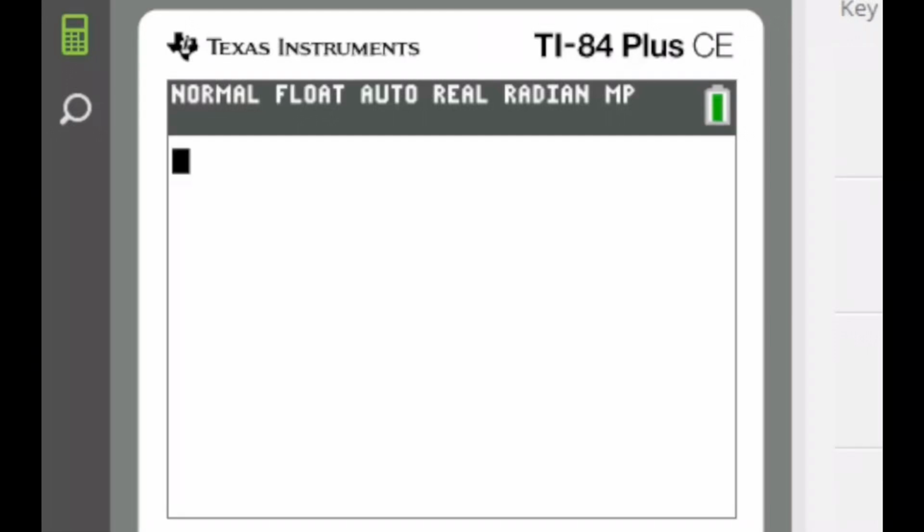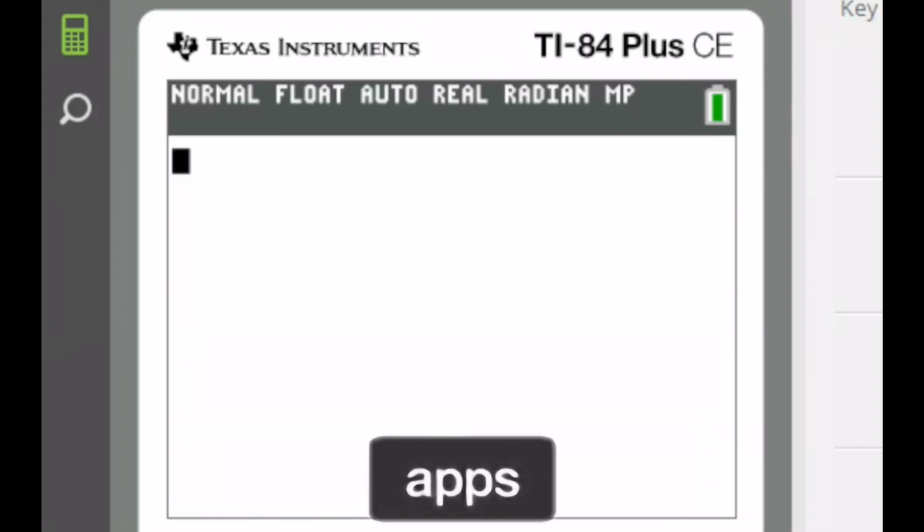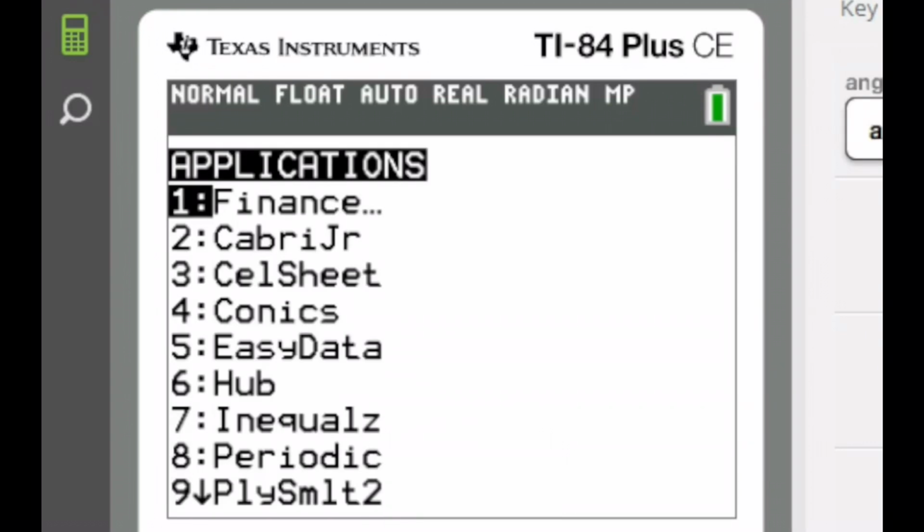In this video, we are going to have a look at how to use the Polynomial Root Finder in TI-84. Polynomial Root Finder is one of the applications in TI-84. In order to use this, we can press the Apps button and then scroll down until we can see the option called PLYSMLT2 and then press Enter.